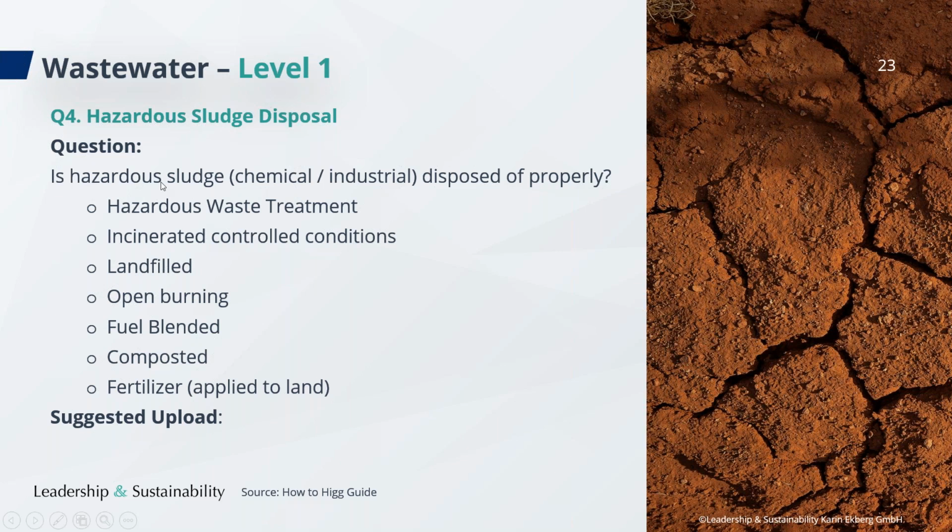But obviously, if your sludge is hazardous, there are actually a few things you shouldn't be doing here. Open burning in any case, you should not be doing. And composted also not, and used as fertilizer as well not. If the sludge is hazardous, it should not be brought out and applied to land as a fertilizer, and it also should not be composted, because you cannot use that compost later without actually poisoning the soil or the plants that you are using the compost with. And the suggested upload are the permits for proper disposal or land application.